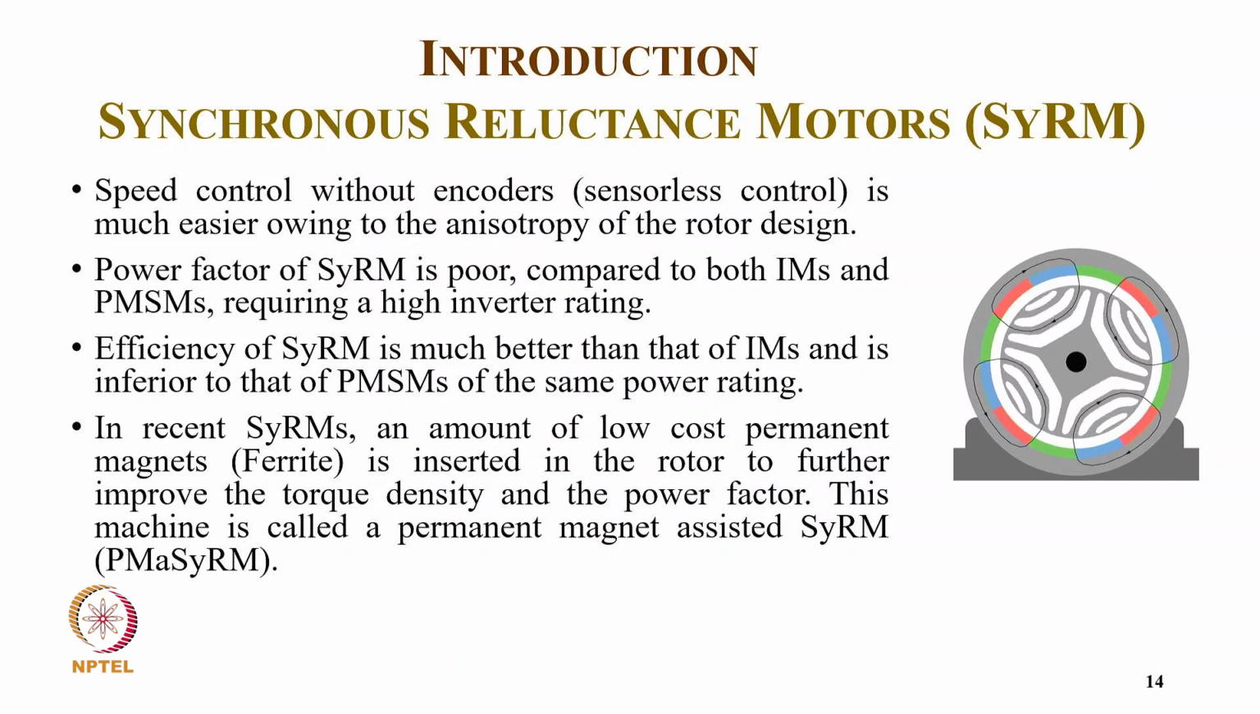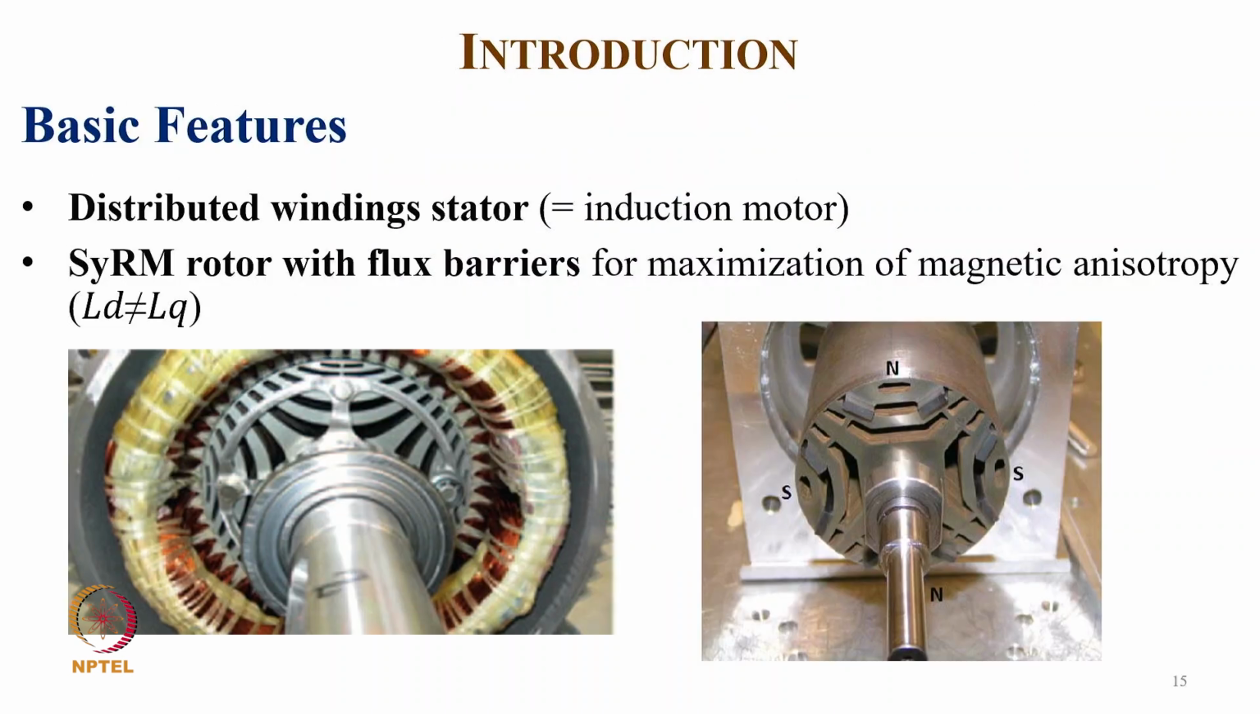But if you properly control the flux according to the load requirement, this drawback can also be eliminated, and you can increase the efficiency of the whole drive. So the efficiency of a synchronous reluctance motor is much better than that of an induction motor and is inferior to that of a PMSM of the same power rating. In recent synchronous reluctance motors, an amount of low-cost permanent magnet ferrite is also inserted in the rotor to further improve the torque density and power factor, and this machine is called a permanent magnet assisted synchronous reluctance motor.